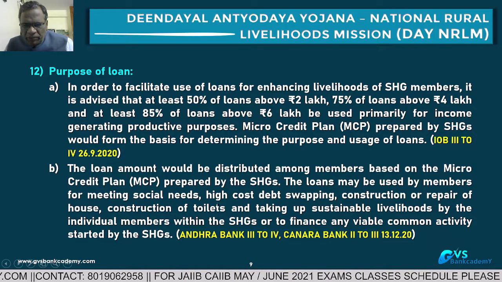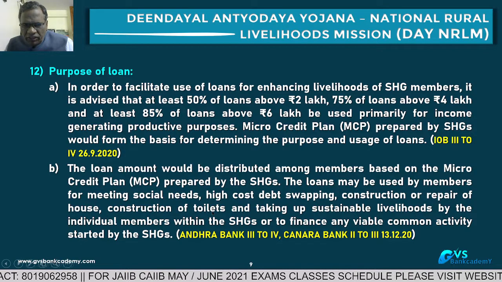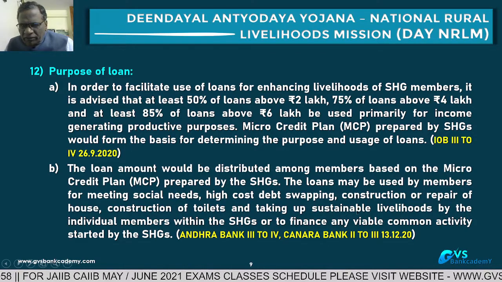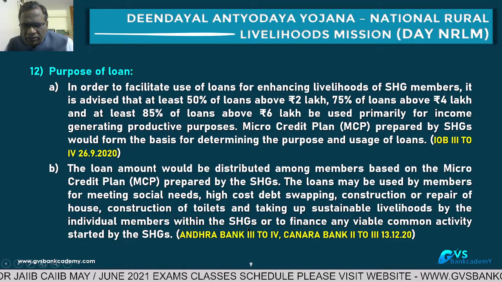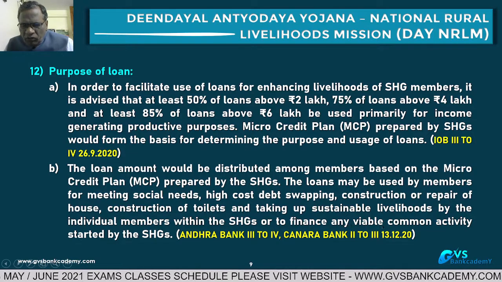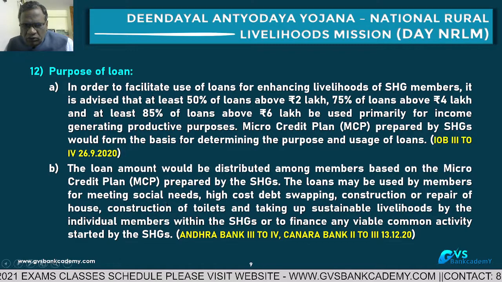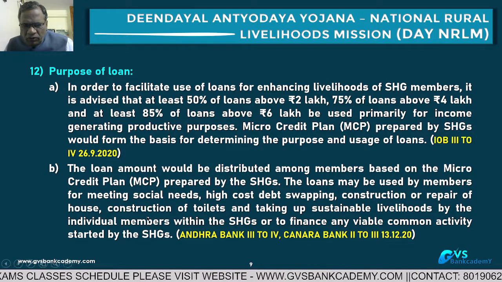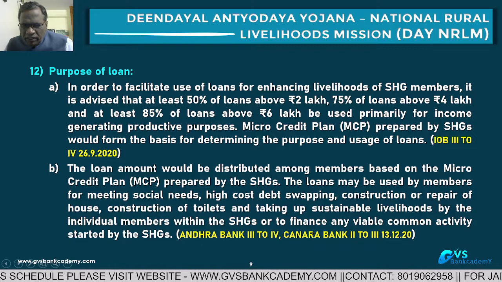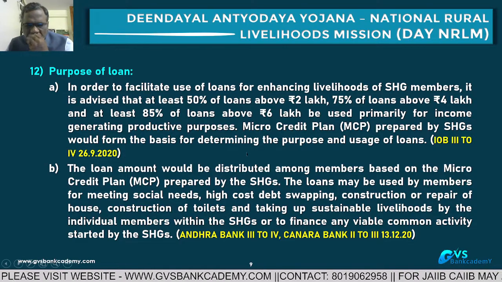High cost debt swapping means repayment of high cost loans taken from others. Construction or repair of houses. Construction of toilets. Taking up sustainable livelihood by individual members within the SHG, or to finance any viable common activity. This is important. Now in the villages, they are starting many viable common activities under income generating products. Part of the amount can be used for social needs, debt swapping, construction or repair of houses, and toilets. But they also have to use it for sustainable livelihood by individual members and for financing common viable activity. So both these purposes of loan are very, very important as of now.